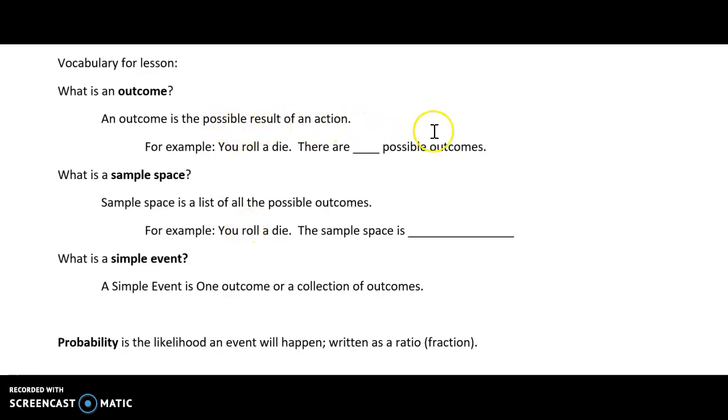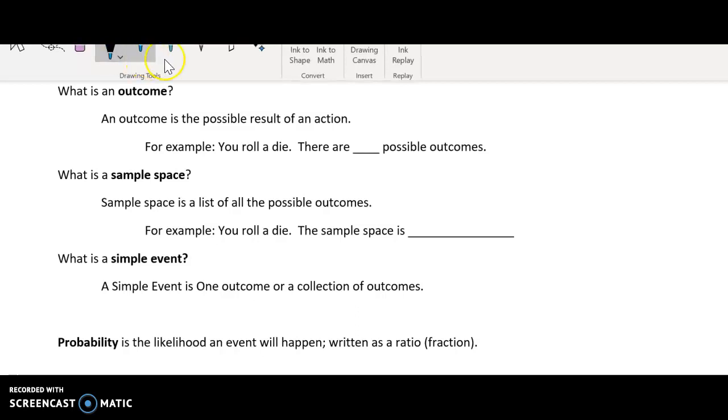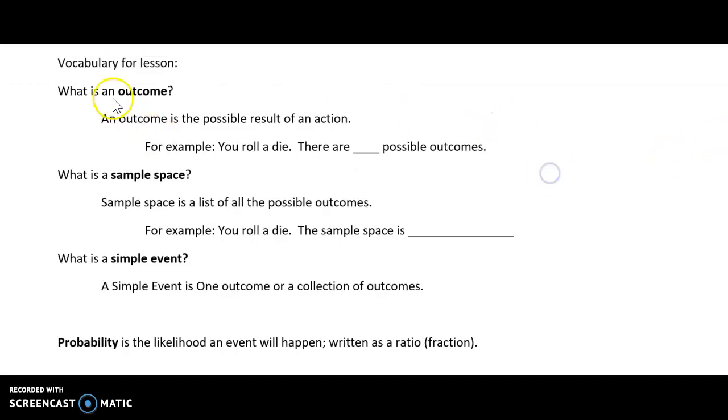If you paused and looked over the vocabulary, this part of the lesson would be a review. So I'm going to do these. What is an outcome? An outcome is the possible result of an action. For example, you roll a die. There are how many possible outcomes? A die is a single dice, and you can get a 1, a 2, a 3, a 4, a 5, or a 6. So there are 6 possible outcomes.